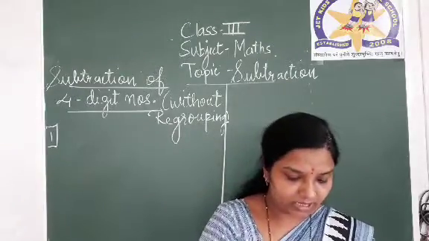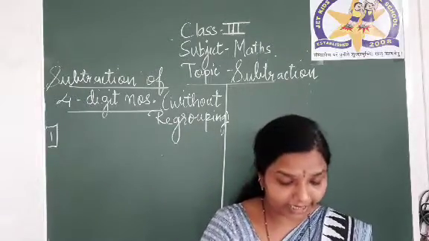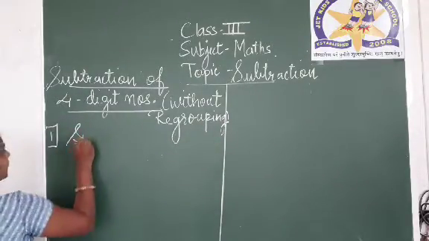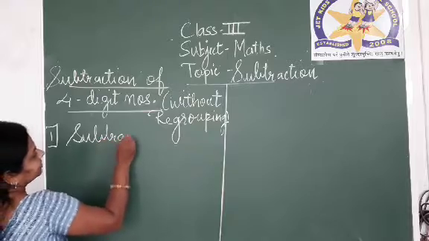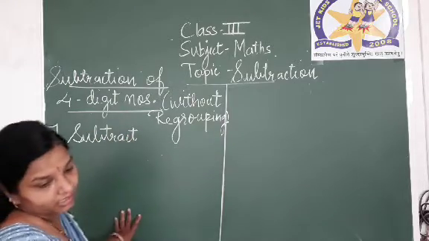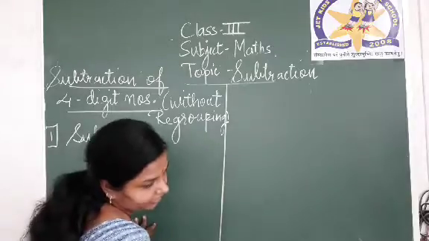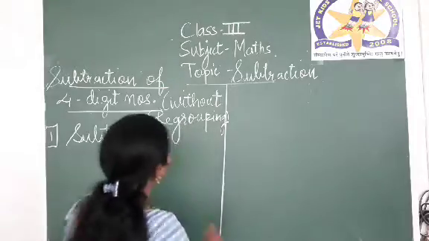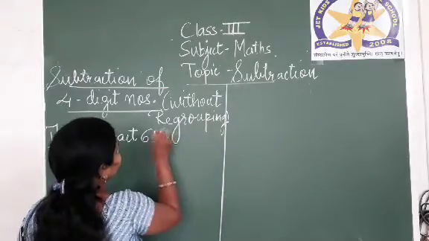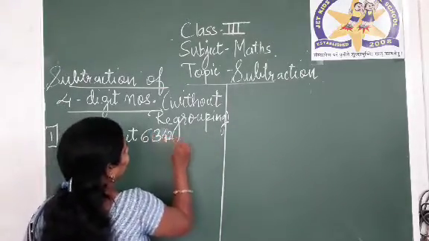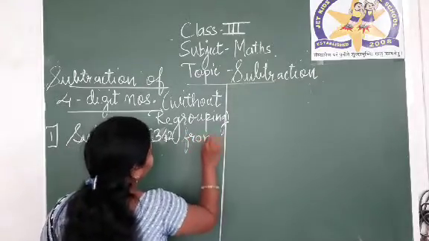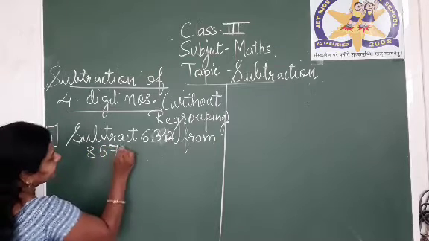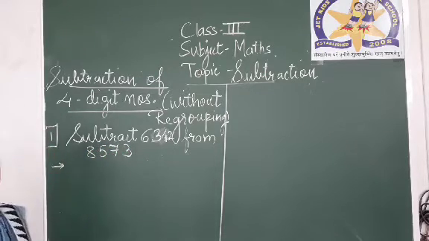Subtract 6,342 from 8,573. Now let us start step by step.